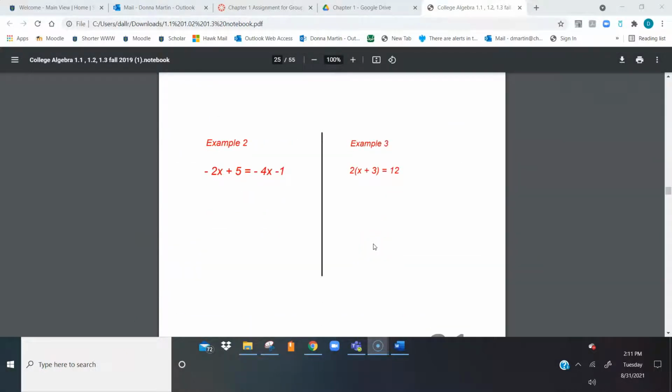Okay, here are examples 2 and 3. Let me give you a moment. You can hit pause while you write these down. Leave yourself some space. Feel free to divide those as you see divided on this page.